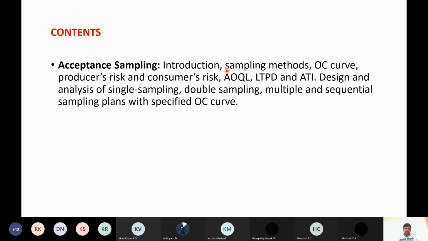So introduction, sampling methods, OC curve, producer risk, consumer risk, and there are different sampling plans: single, double, multiple, sequential. All this we are going to discuss.